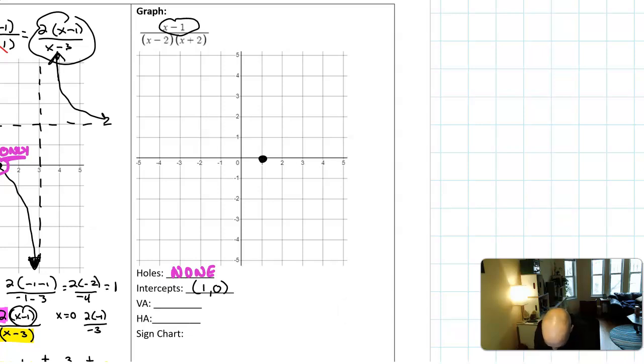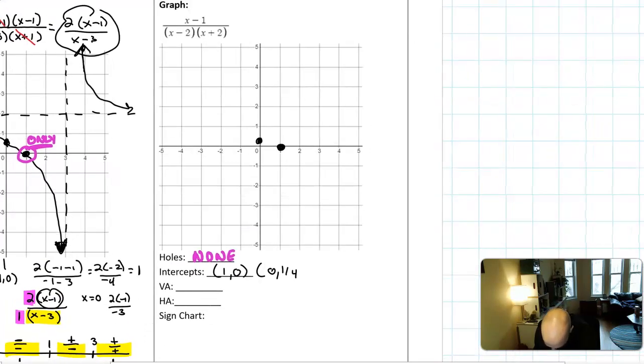And we're going to have a y-intercept when we plug in 0. So that's going to be 0 minus 1 over 0 minus 2 times 0 plus 2. You could probably do this in your head. It's negative 1 over negative 4. So that's 1/4. So we're going to have a y-intercept at (0, 1/4). So we'll go ahead and put that in right there. And then clear that out to make some space.